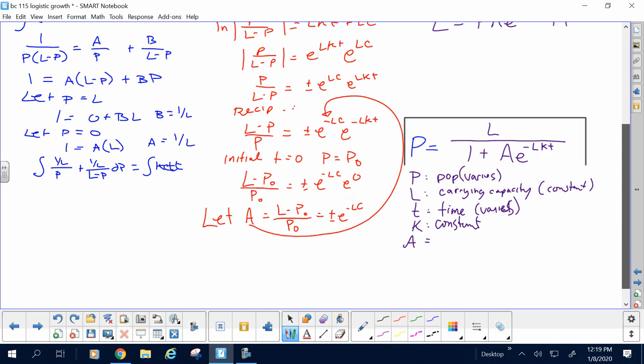Now, A has meaning. A is L minus P initial over P initial. So A is a measure of something. What does L minus P not refer to? How many originally are uninfected? And the bottom is the infected. So it's the ratio of uninfected to infected at time 0. Okay? So A is a measure of how much growth room there is. Is there room for a lot of growth, or are we starting off with so many infected that there's only a few left to infect? You follow?